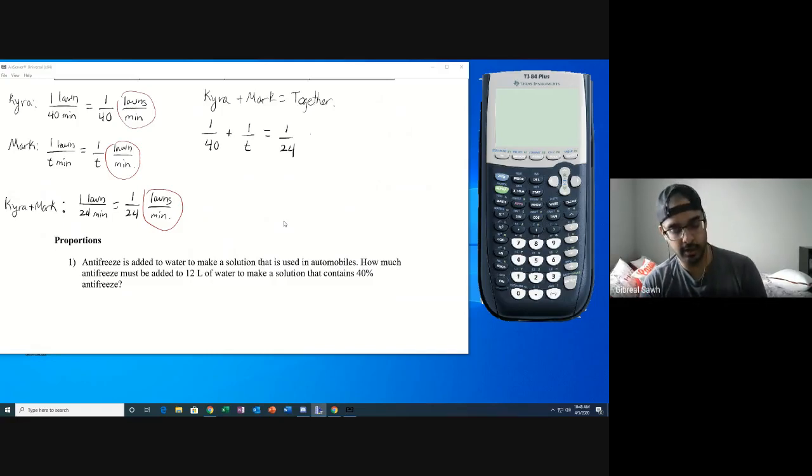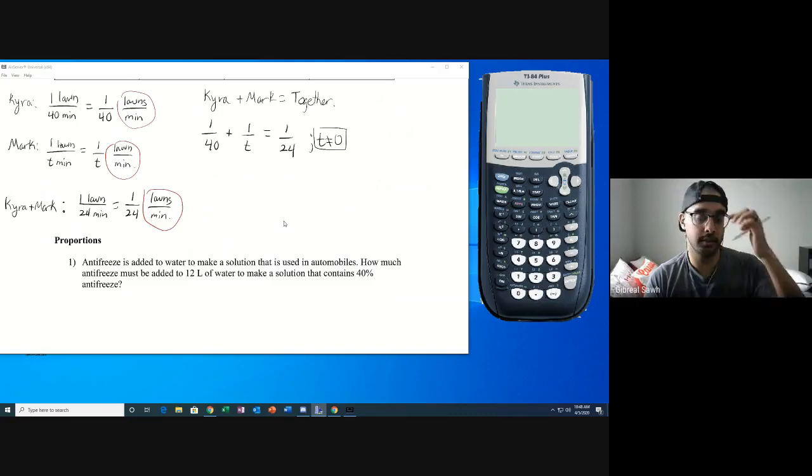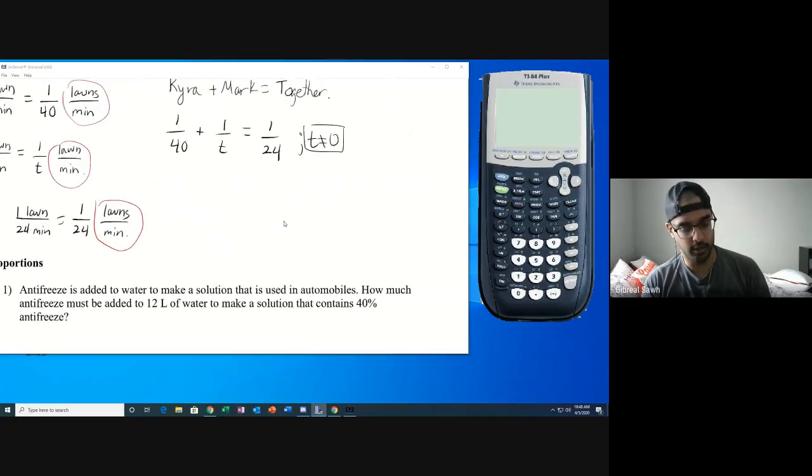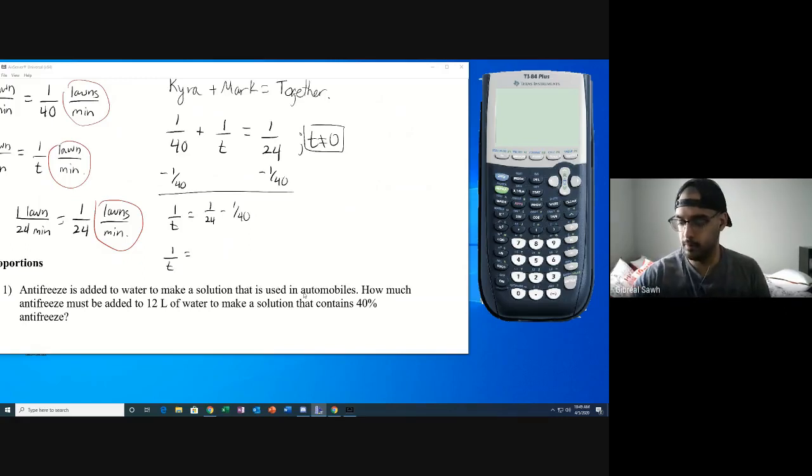Now at this point, you do have that variable on the bottom, so we know Mark can't cut that lawn in 0 minutes. That's just not possible. So as long as my value is not 0, we're okay. Okay, so let's try to solve this. What we could do is rearrange it. Let's subtract 1 over 40 on both sides. 1 over t is equal to 1/24 minus 1/40. So 1 over t, that will give you 1 over 60.